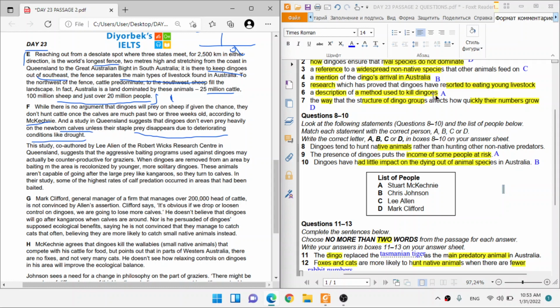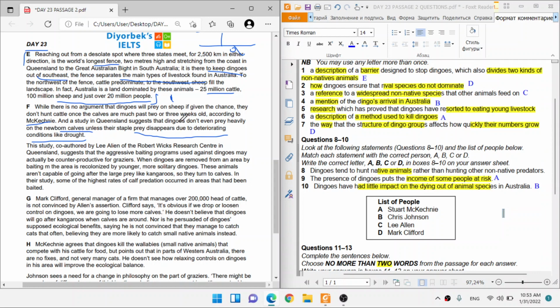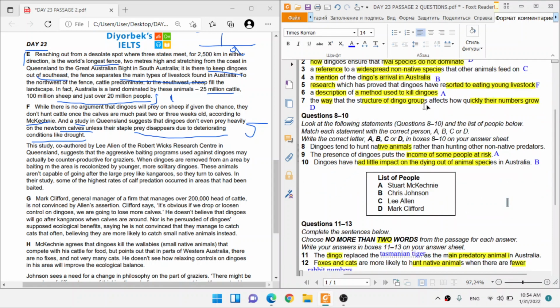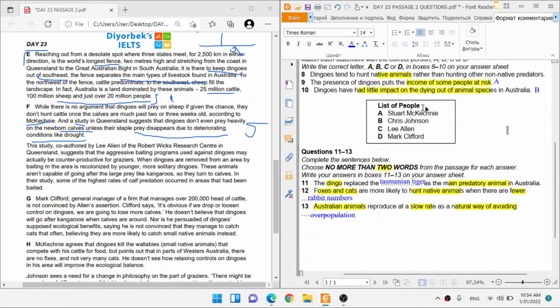That study is what question 5 is referring to. Question 5 is saying dingoes eat young livestock only as a last resort. The study has shown that dingoes don't eat newborn calves, but if their main prey disappears because of bad conditions, they might even eat newborn calves as well. So that's a last option: when their main prey is not there, they eat them. So that's F. I guess I've chosen all of them; there's only one question remaining.